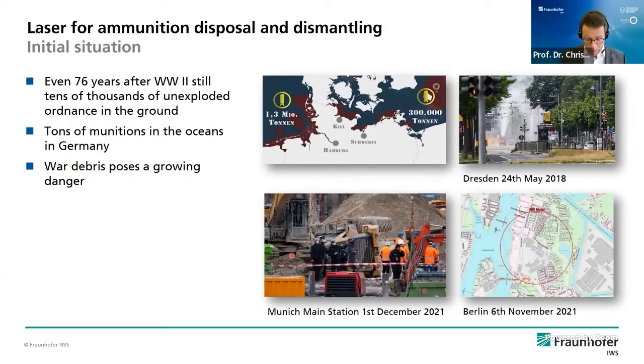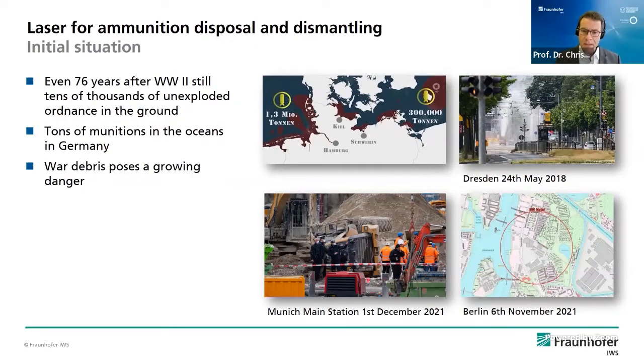In Germany, even 76 years after World War II, there are still tens of thousands of unexploded ordnance in the ground. So there are bombs and other things still buried in the ground from World War II. And they, of course, impose a big danger on the public.